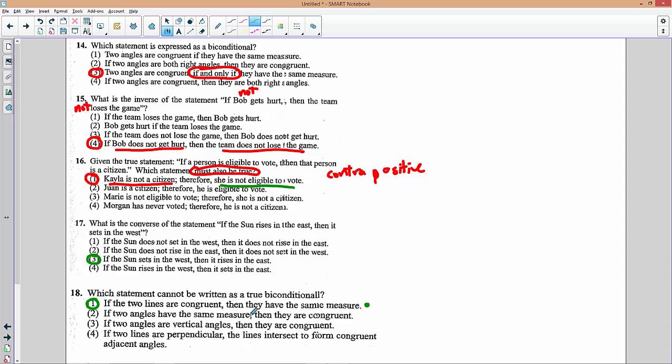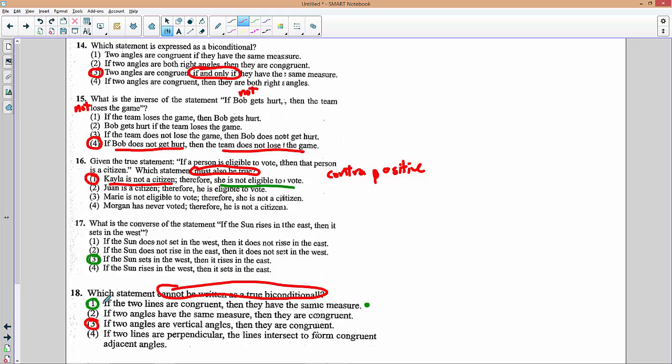If 2 angles have the same measure, then they are congruent. That's true. The converse is if 2 angles are congruent, then they have the same measure. Number 3, if 2 angles are vertical angles, then they are congruent. That's true. Let's take the converse. If 2 angles are congruent, then they must be vertical angles. That's not true. So the book, wherever we got this from, they meant for answer 3 to be cannot be written as a true biconditional, okay?